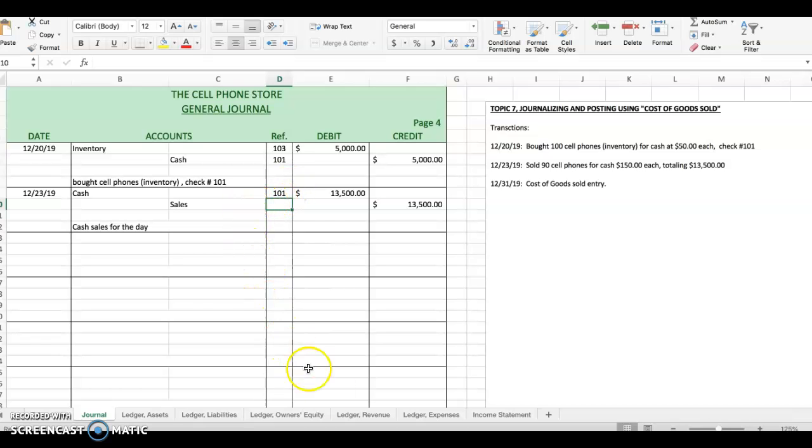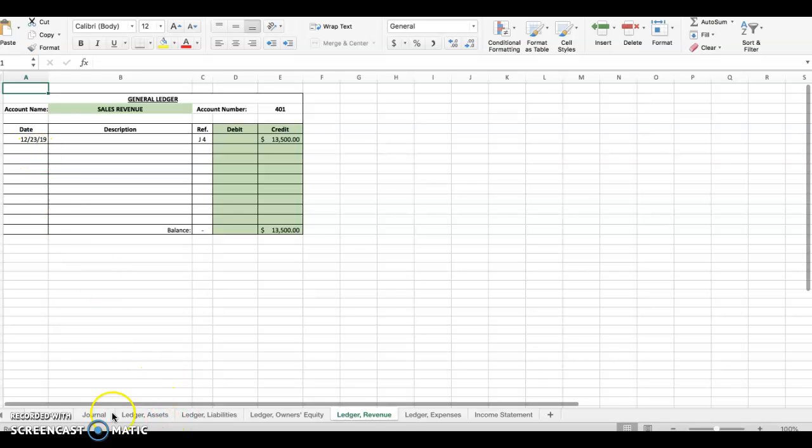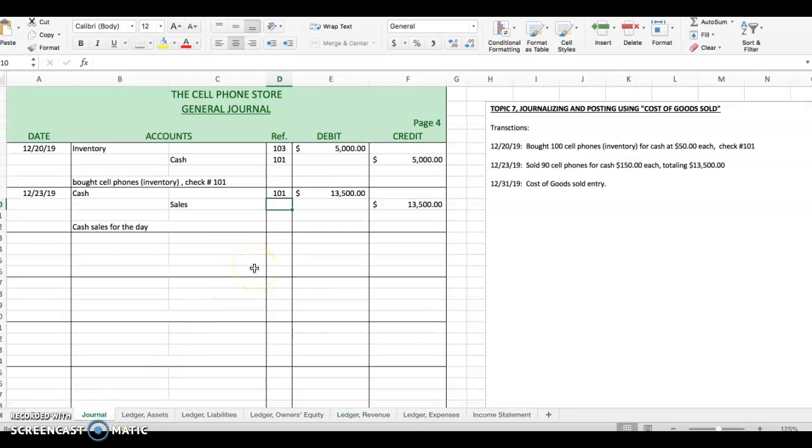Then we credit sales. We go to the revenue section. We find sales. Again, we've done this many times. Journal page 4, and the credit is 13,500. And we have to understand that this balance of 13,500 does not represent profit, as we'll see in a few minutes. But that's the amount of the sales revenue that we took in on December 23rd. So 401 is the account number, back into the journal, and that has been journalized and posted.